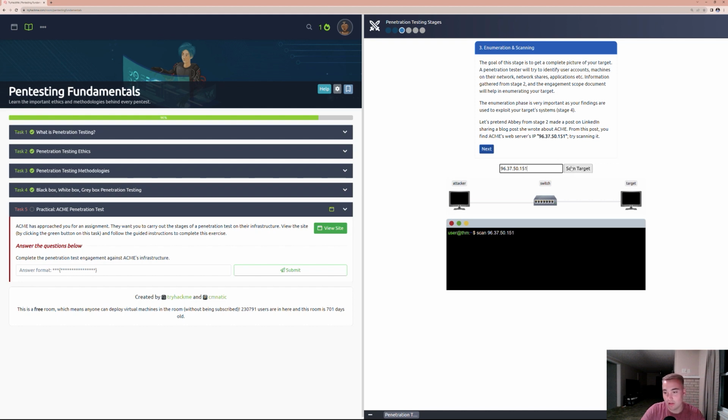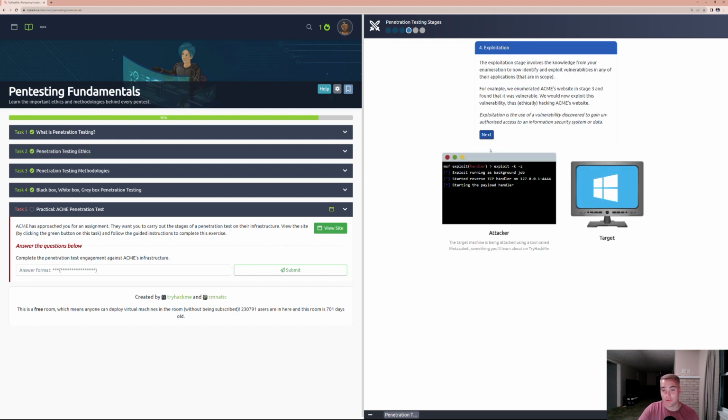96.37.50.151. And we'll scan the target. So you see that the attacker goes into the switch, goes to the target, and it sends the information back. And we just did a vulnerability scan. This is very basic stuff. Service vulnerable: web, yes; login, no. So the login is not vulnerable, but the web is vulnerable. So we figured that out. So let's move on to the next thing.